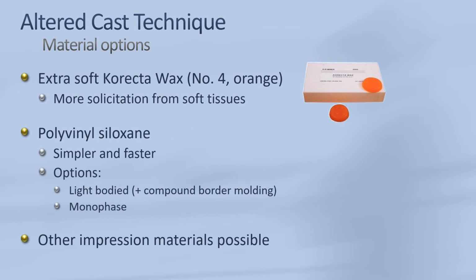Other impression materials could be used. For instance, polyether could be another option for those impressions, but it is not used at Dalhousie.